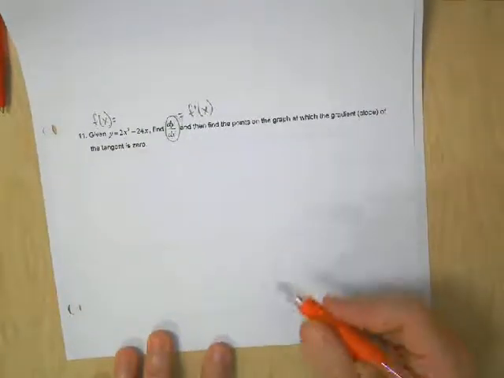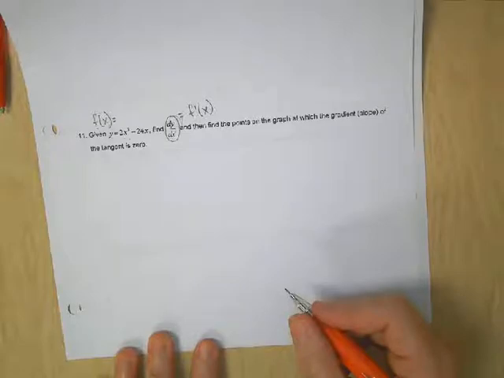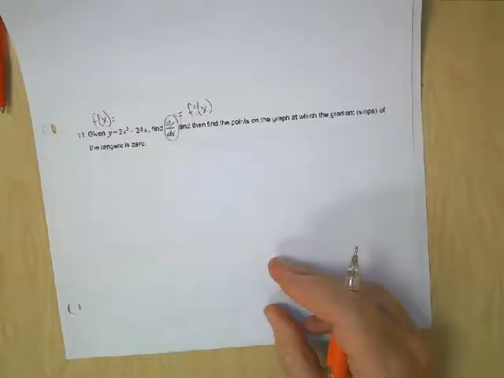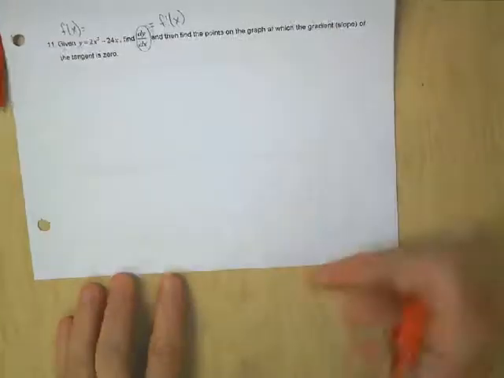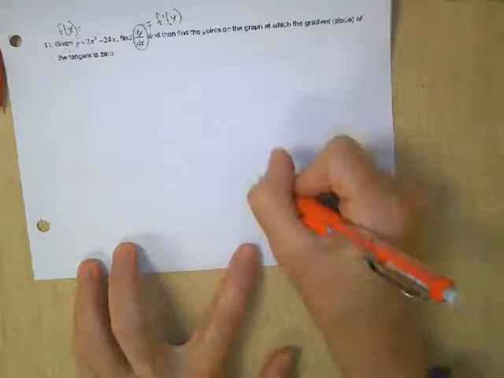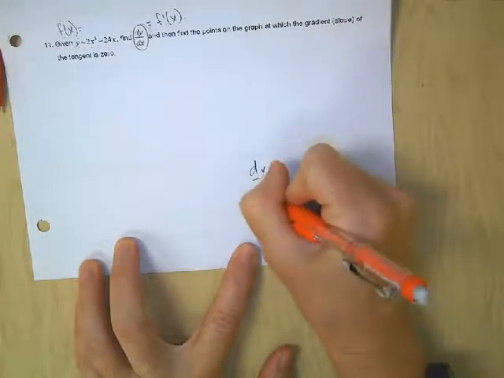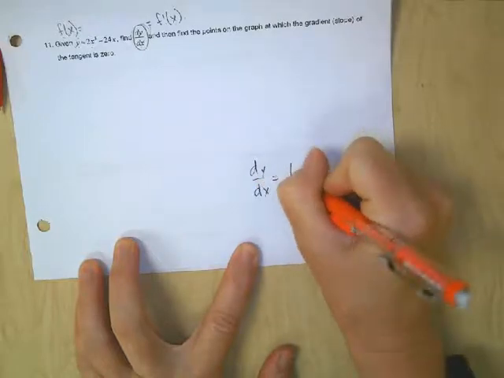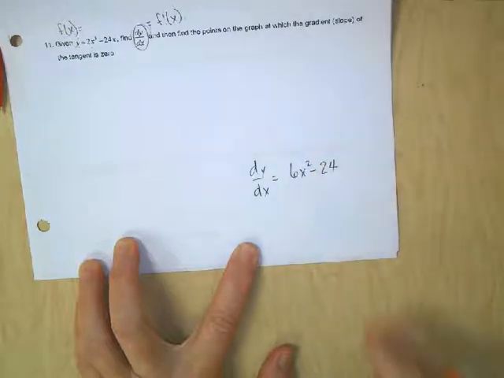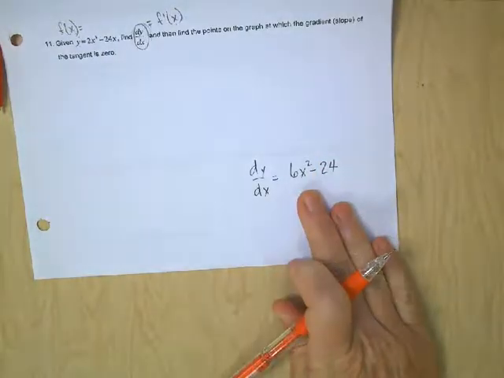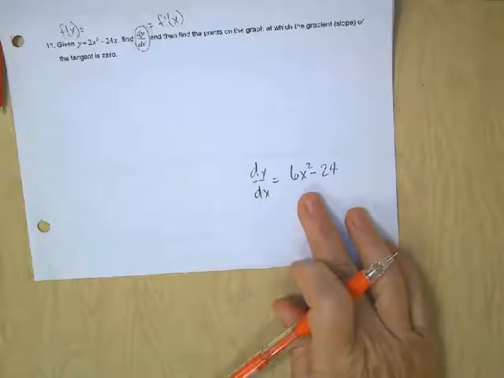Okay, in order for you to check your answers, let's give you an answer here. You should get the answer on number 11. You should get dy dx is equal to 6x squared minus 24. Okay? So you'll know that you did it all right if you end up with 6x squared minus 24. That is the dy dx.